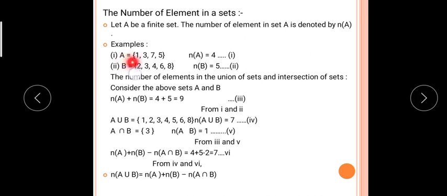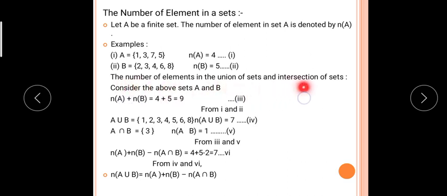Now see, A is equal to {1, 3, 7, 5}. How many elements are there? 1, 2, 3, 4, and therefore n(A), how to read it? n(A) is equal to 4, meaning set A has 4 elements. Same way, B is {2, 3, 4, 6, 8}, there are 5 numbers, therefore n(B) is equal to 5.